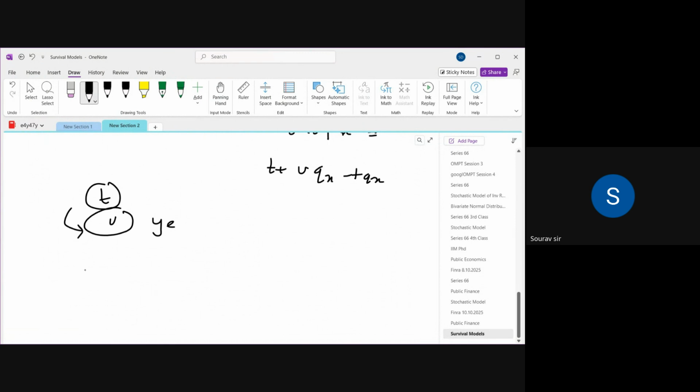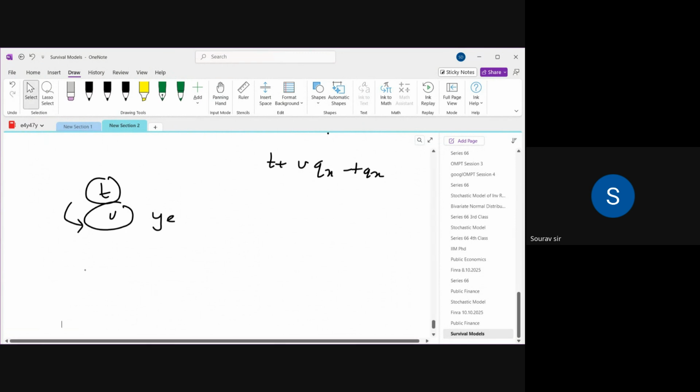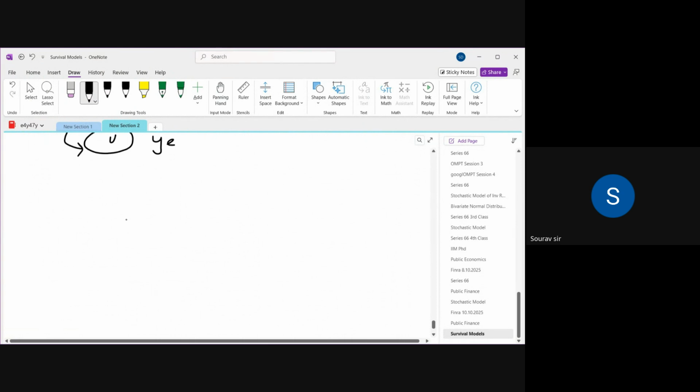Next. So we did combined survival probability and combined death probability. Okay, and the timeline of life is divided into two intervals. What are they? t and u. Next slide.